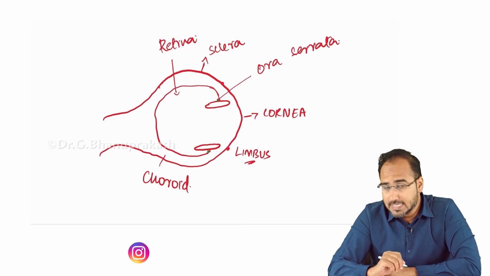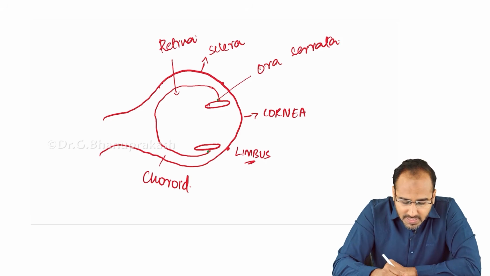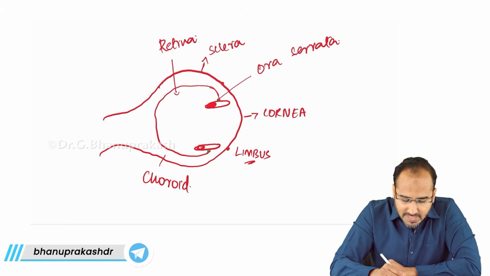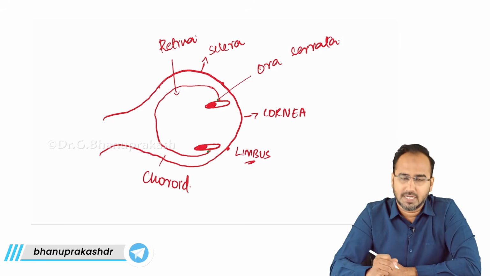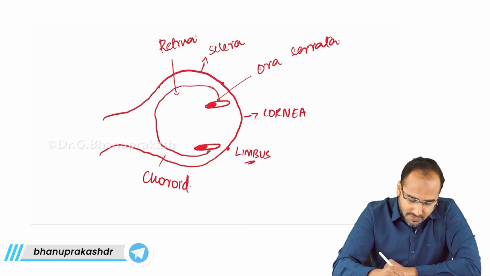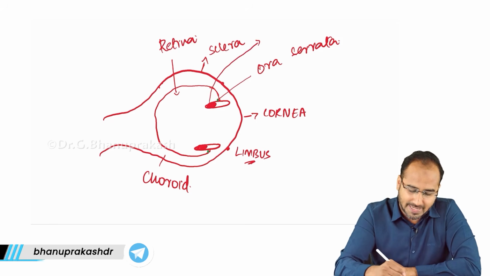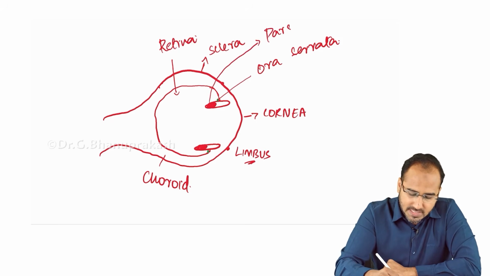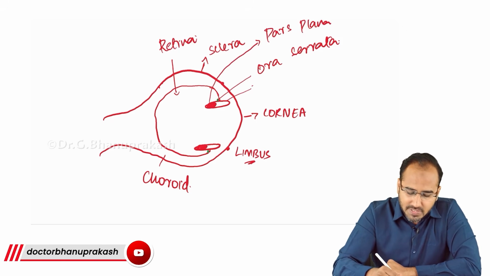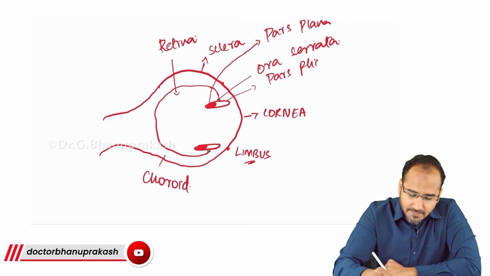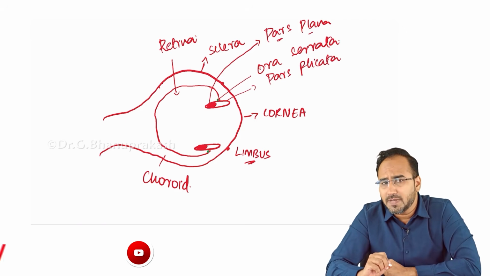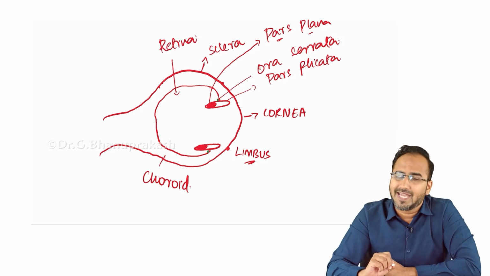Now, regarding the ciliary bodies, one part of the ciliary body will be pigmented, whereas the other part of the ciliary body is non-pigmented. The pigmented part of the ciliary body is called the pars plana, whereas the non-pigmented part is called the pars plicata.